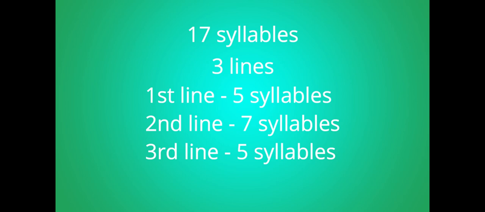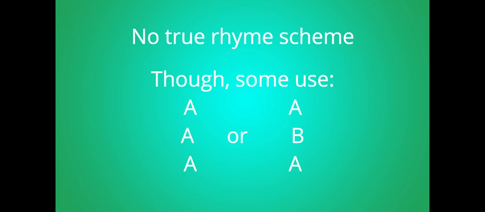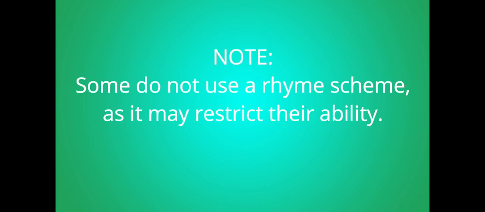Well, a haiku has a total of 17 syllables distributed between 3 lines, or phrases as some people call them. The first and third lines both have 5 syllables, whereas the second line has 7 syllables. Now, there isn't an official rhyme scheme for a haiku. Most poets tend to use the AAA or ABA rhyme schemes. However, some people decide not to be restricted by a rhyme scheme, as for some it can withhold their poetic flow.